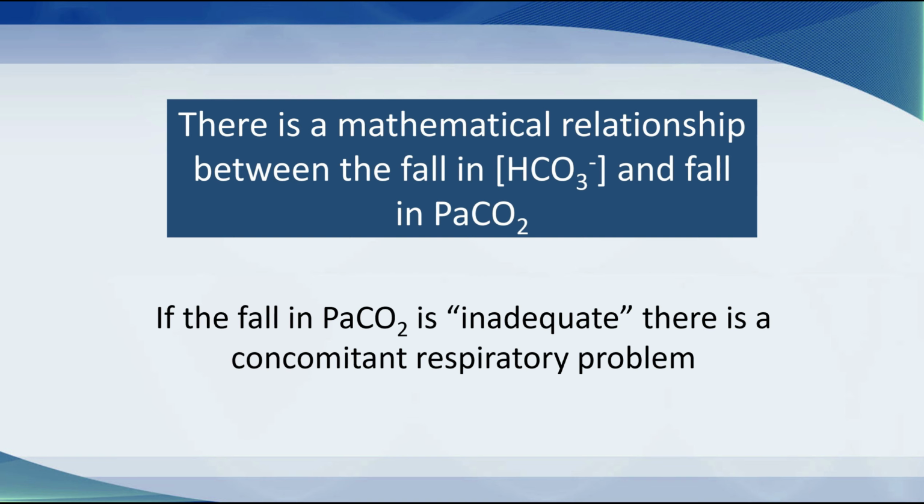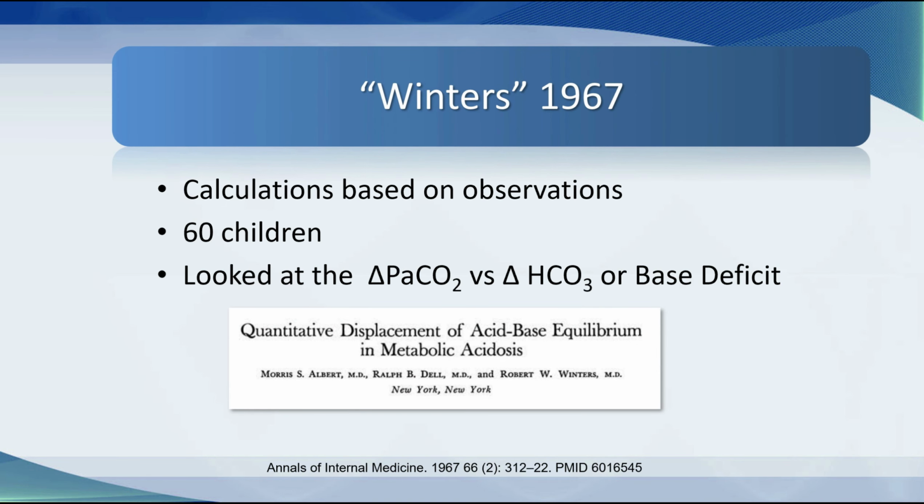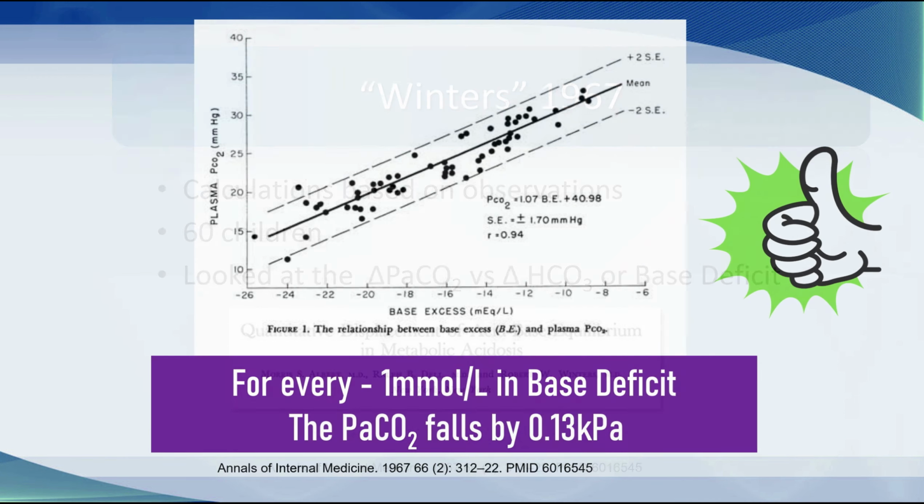The rule of thumb for this was derived by Winters in 1967 on a group of children in which observations were made looking at the change in the PaCO2 versus the change in the bicarbonate or base deficit. The rule is that for every 1 millimole per litre decrease in the base deficit, the PaCO2 falls by 0.13 kilopascals. There is no easier way to do this. Now let's look at Helen.